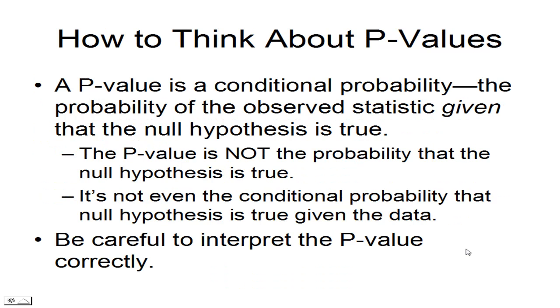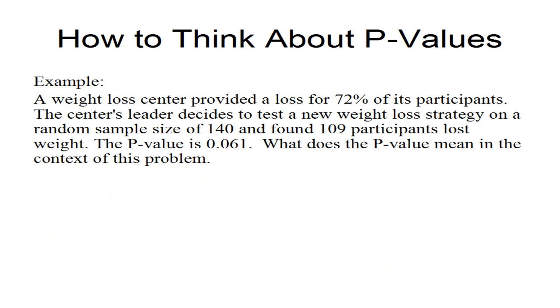A p-value is a conditional probability, the probability of an observed statistic given that the null hypothesis is true. The p-value is not the probability that the null hypothesis is true. It's not even the conditional probability that the null hypothesis is true given the data. Be careful to interpret the p-value correctly.